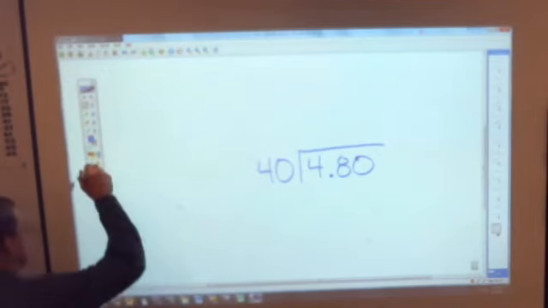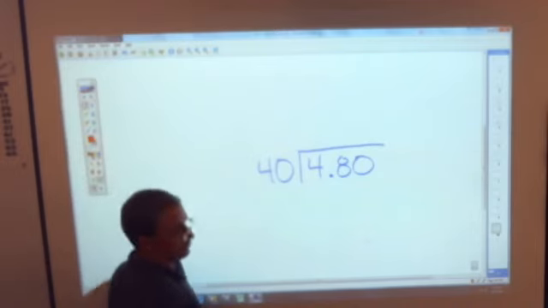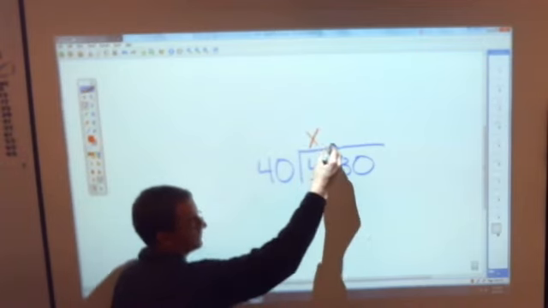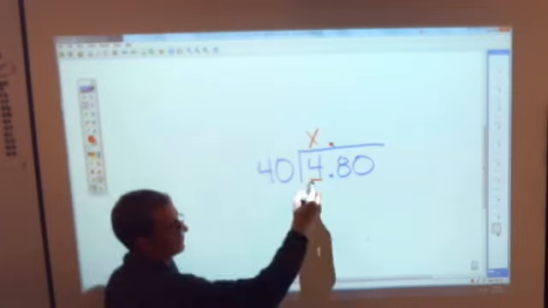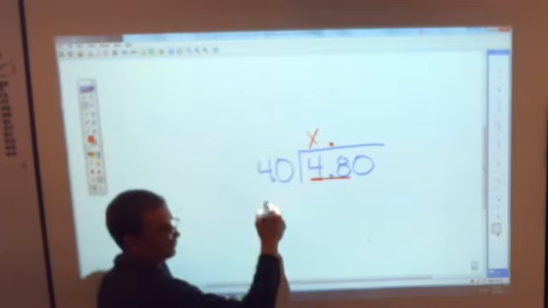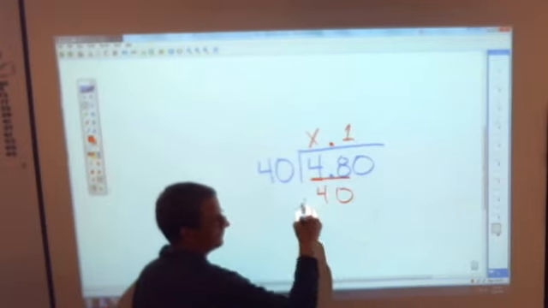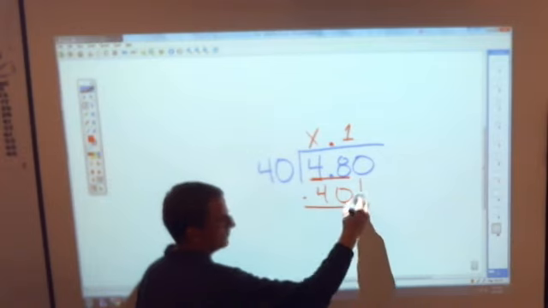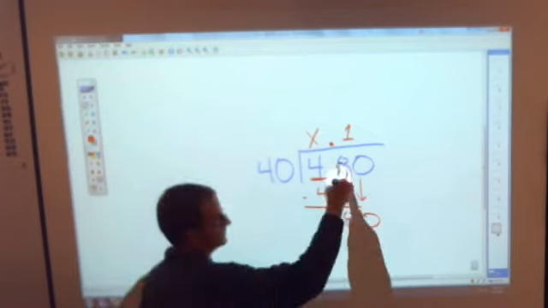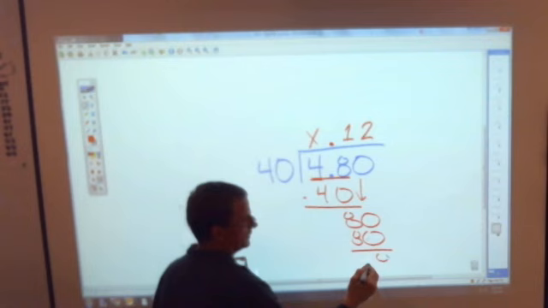We got some answers? Going a little fast there. 40 does not go into 4, so there's nothing there. You could bring your decimal up right away because it's going to go right there. How many times does 40 go into 48, or how many times will 4 go into 4? Once. That's 40. Do my subtracting. Can I get an 8? I sure can. Bring down. How many times will 40 go into 80? Twice. Seems like 12 is the number of choice today.